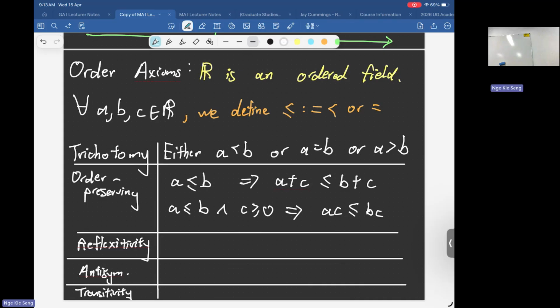Which relation should I put here? Something in between A. I mean, A equals A, I think this one we know already. But now we are talking about less than or equal to actually. So this just means A is less than A or A equals A. Which one is true? What do you think?